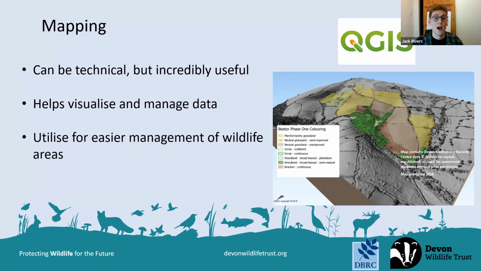Now, there's free bits of software such as QGIS, and you can also record on or create maps on things like Google Maps or Google Earth. But alternatively, you could always just utilize an image of a map, draw over it, annotate it, or worst case scenario, just get a bit of paper and a pen and sketch out a map of your area.